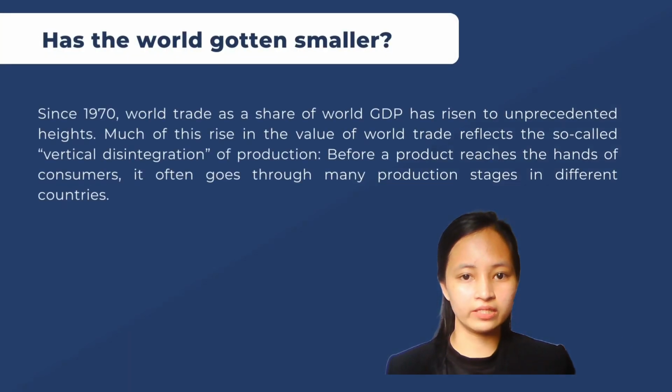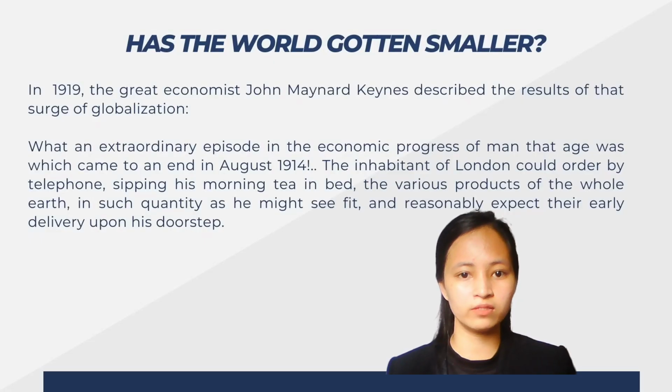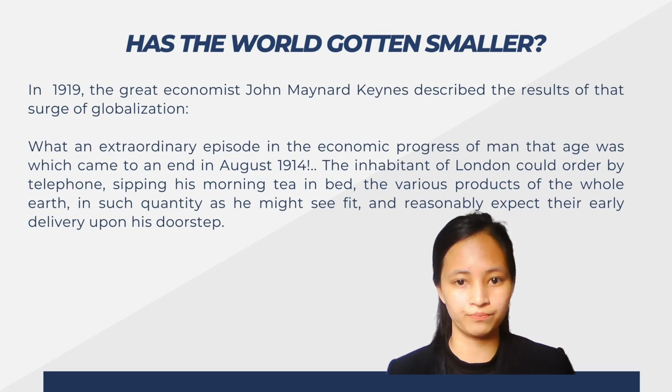In 1919, the great economist John Maynard Keynes described the results of that surge of globalization. "What an extraordinary episode in the economic progress of man that age was, which came to an end in August 1914. The inhabitant of London could order by telephone, sipping his morning tea in bed, the various products of the whole earth in such quantity as he might see fit and reasonably expect their early delivery upon his doorstep."